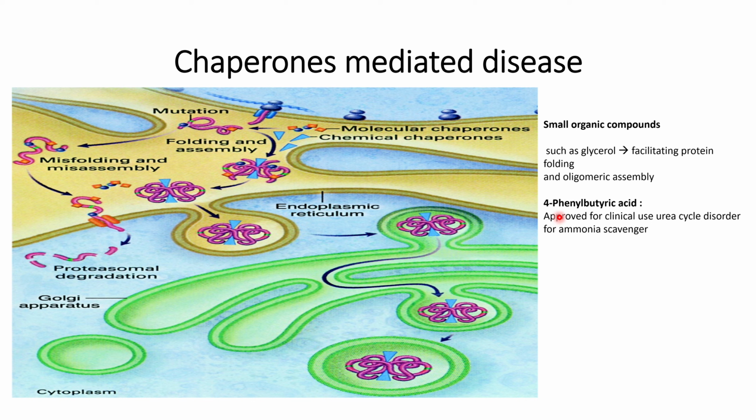Another compound is 4-phenylbutyric acid, which has been approved for clinical trial for urea cycle disorder because it acts as an ammonia scavenger. That is, it helps to metabolize ammonia present in the host cells, so that it can reduce the impact of this urea cycle disorder.